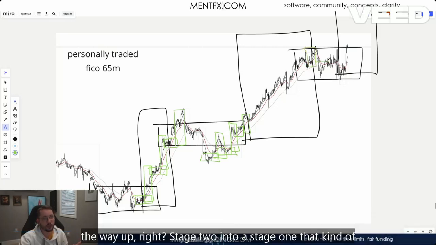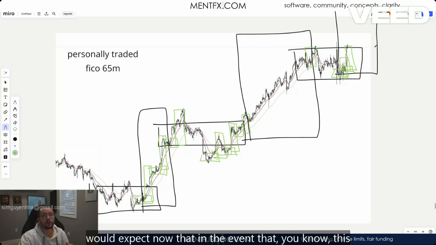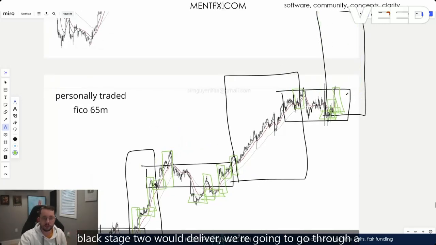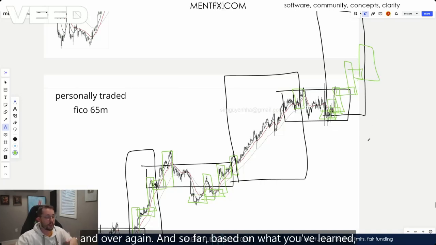And we can keep following this all the way up, right? Stage two into a stage one that kind of failed. And then again, you had the stage one into a stage two, kind of this inside stage one into a stage two. And we would expect now that in the event that this black stage two would deliver, we're going to go through a stage one into a two, a stage one into a two, over and over again.